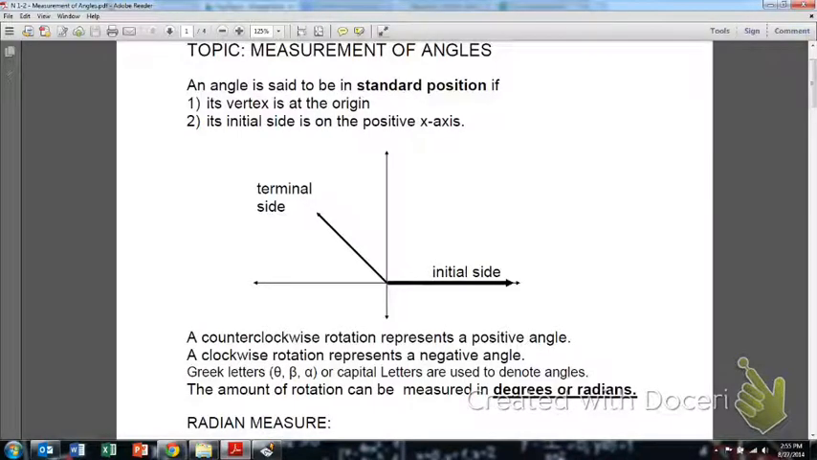Okay, so we're going to talk a little bit more about what we were talking about in class today, and that's measurement of angles. So first off, some vocabulary associated with angles.